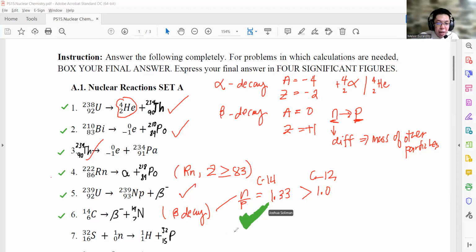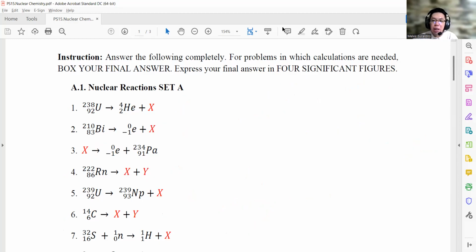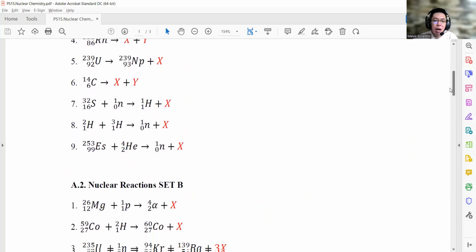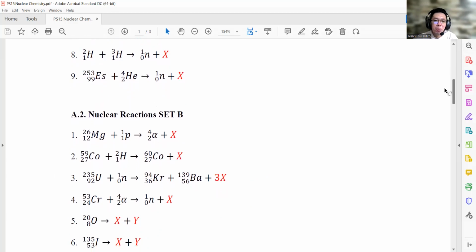Number 7, you need to form phosphorus. Okay, correct. 32 and phosphorus. Okay, correct. So far, wala ka pang mali dito. Okay? Move tayo sa number 8 to 9. Ayan, ito. Ayan, go ahead.